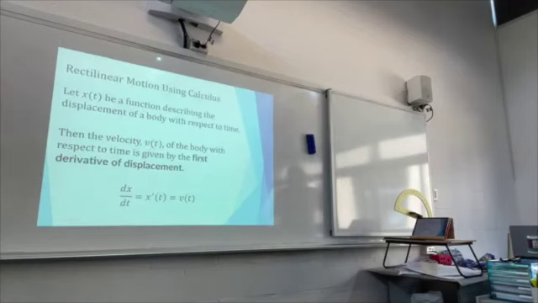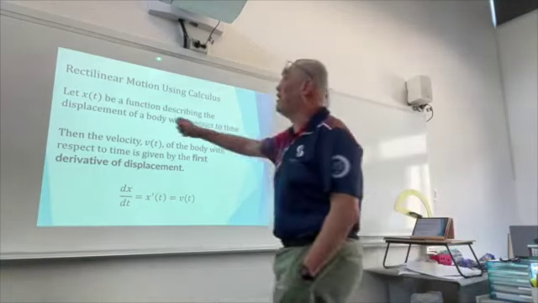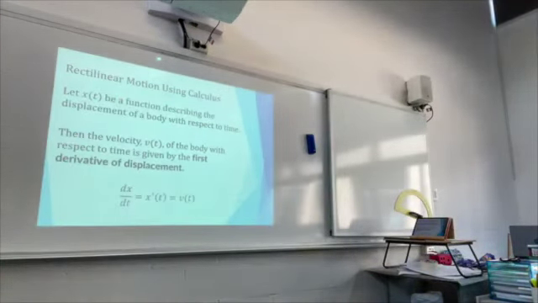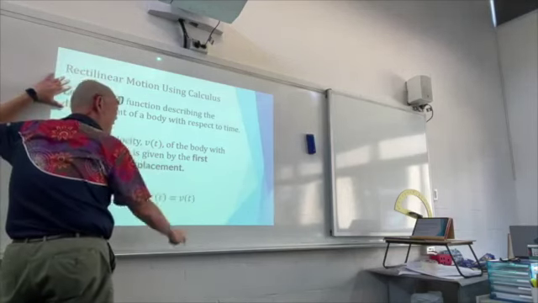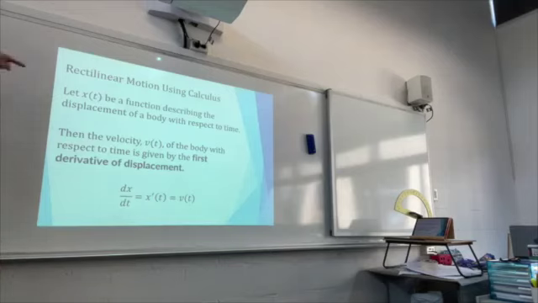All right. So rectilinear motion using calculus. What we are now thinking of is, given the function x(t) as describing the displacement of a body with respect to time. So you are using the function to describe displacement. Then the velocity v(t) of the body with respect to time is given by the first derivative of displacement. So dx/dt or x'(t) is actually the velocity function with respect to time, v(t). So if I differentiate x(t), I'll get v(t). And if I integrate v(t), what do I get? I go back to x(t).